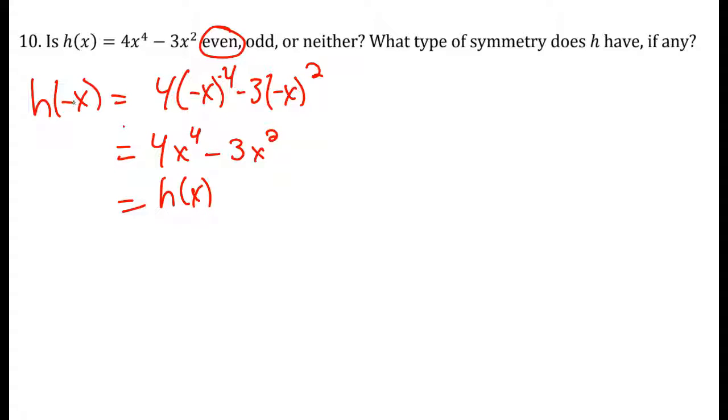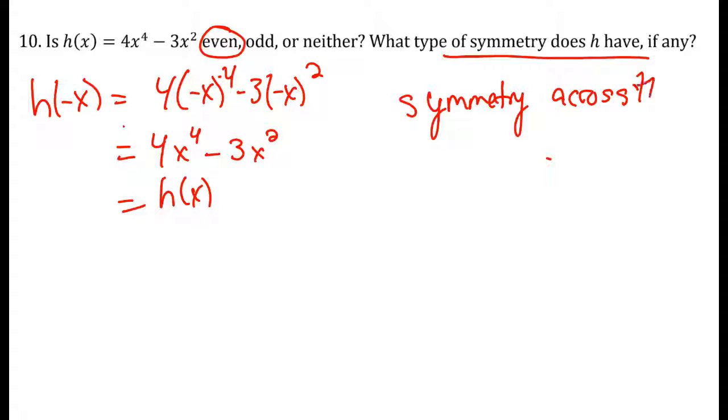If you plug in a negative x and you get back the original function, it's an even function, which means it's symmetric about the y-axis. It has symmetry if I reflect it across the y-axis. You could graph it and you would see that it would be symmetric across the y-axis. So this is the last lesson of Unit 1. We've covered so much about polynomial functions. Hopefully this video helps because our test is coming up soon.